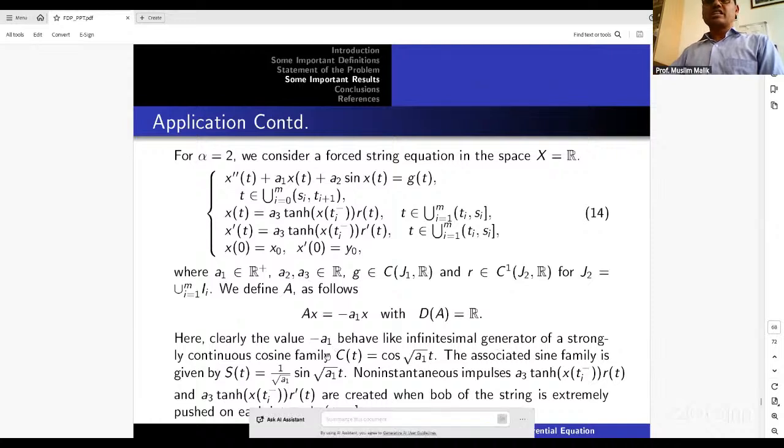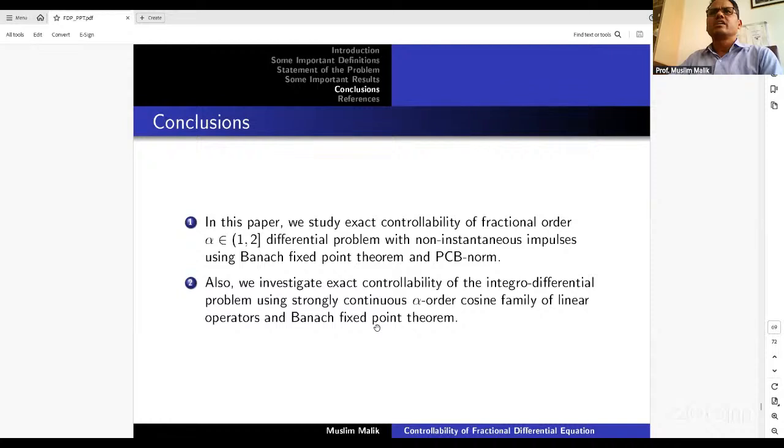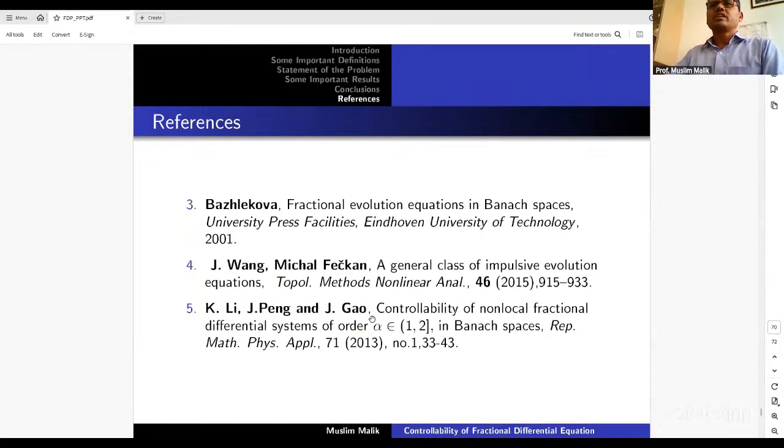is given by this cos function, St is given by this sine function, and A is given by this function, minus a1, where a1 is a constant. And this is the damped second order problem, you can see that this is the second order damping problem with impulsive condition, non-instantaneous impulsive condition. The solution of this problem we can also find by using the same method that I have done here.